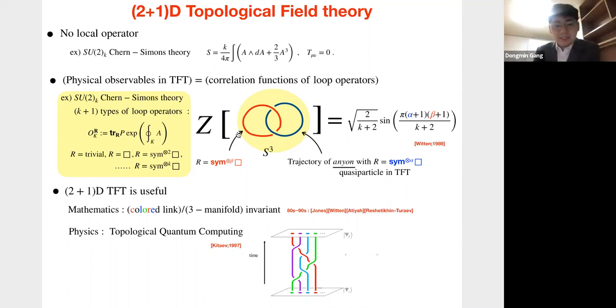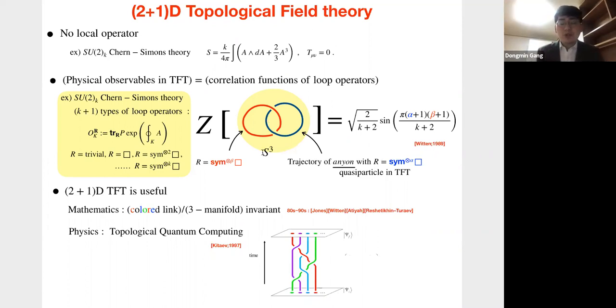In this case, there is a total of K plus one choices of the loop operator type. There are K plus one types of colors. This correlation function is exactly computable, and it is given by this simple expression. This loop operator is sometimes interpreted as the trajectory of some charged particle called an anyon with a certain charge. So these are the basic objects in topological field theories.